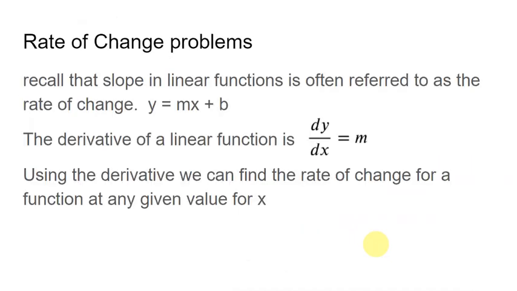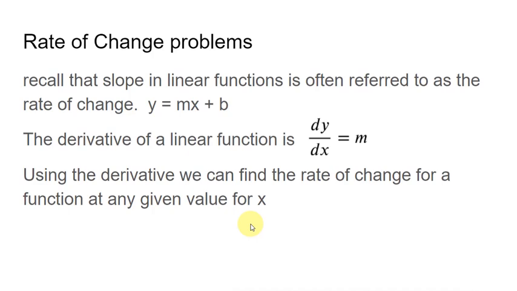So now we're going to switch gears. We're going to look at rate of change problems. Now keep in mind that the slope of a linear function is often referred to as the rate of change, and it's constant. But if I do the derivative of y equals mx plus b, it's going to be m. So I guess the point is that derivatives can often be referred to as a rate of change for a different value in terms of another value.